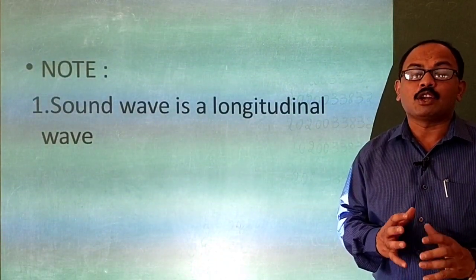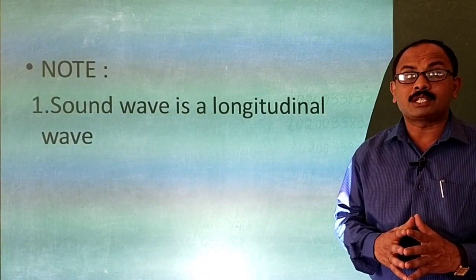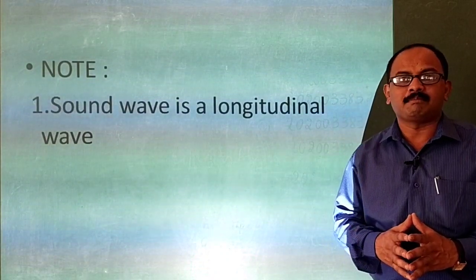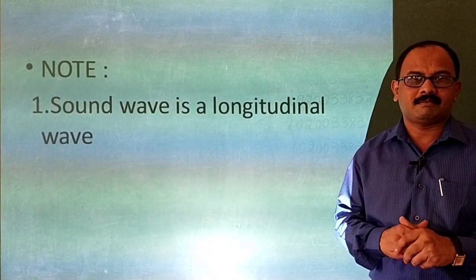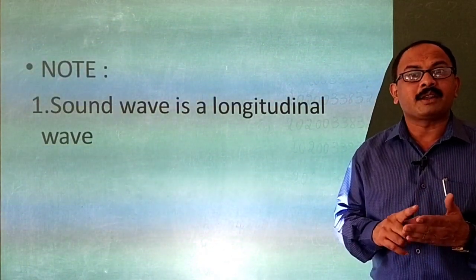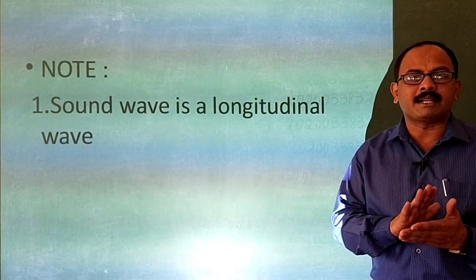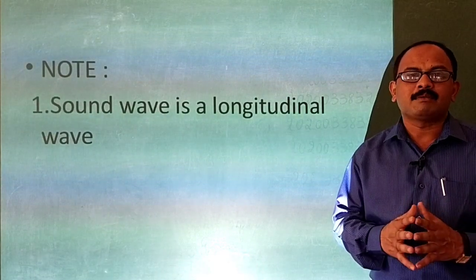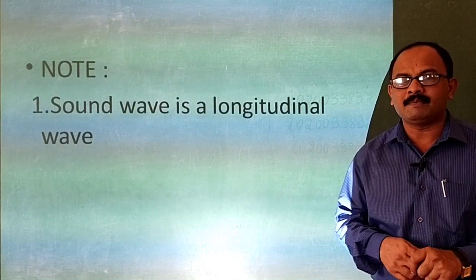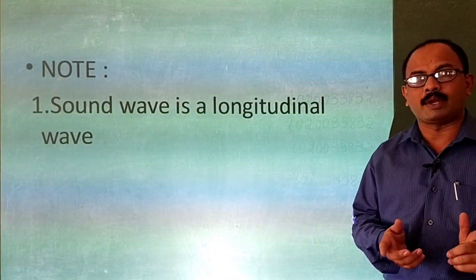It is a longitudinal wave. A transverse wave is a wave which does not require any material medium for its propagation. Examples: X-rays, gamma rays, UV ultraviolet rays, radio waves. These waves do not require any material medium for their propagation, children. When you go to higher classes, you will study more about them. I have just given a brief introduction about those waves.